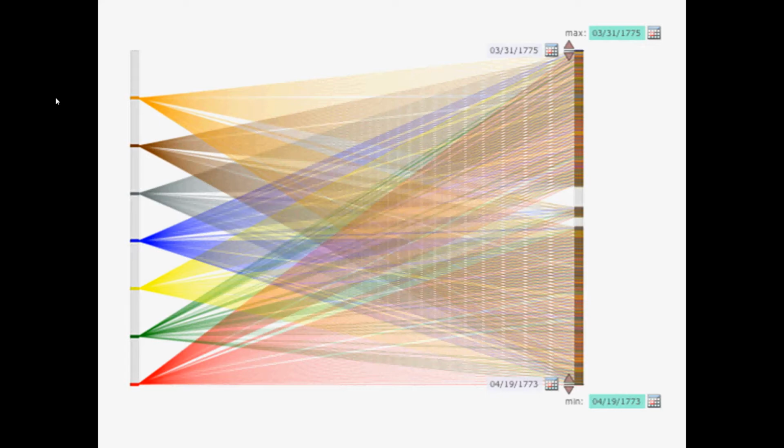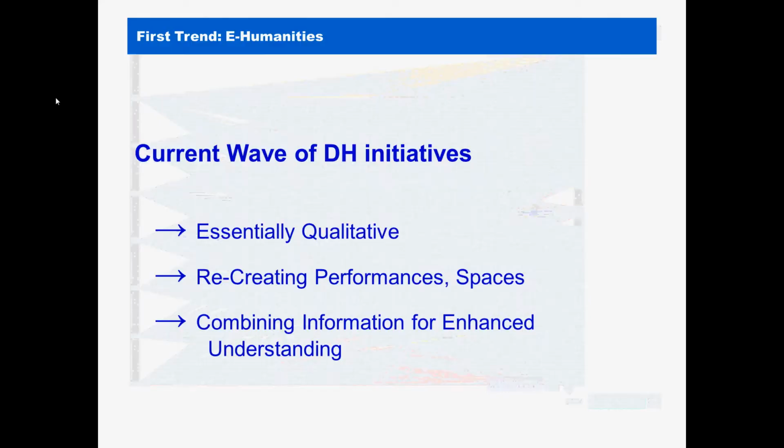So I think we can say that e-humanities, the current third wave of digital humanities, represents something new, because it uses technology to create new experiences, and these experiences can help us to better understand theater practice of the past.